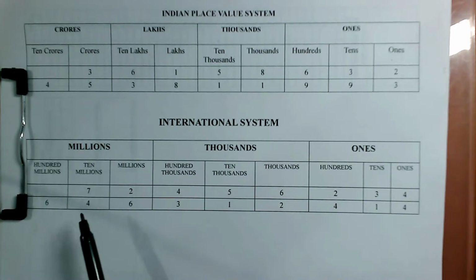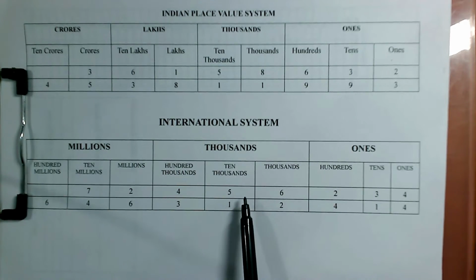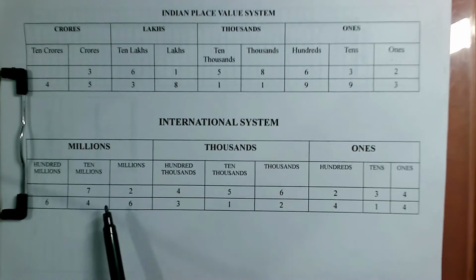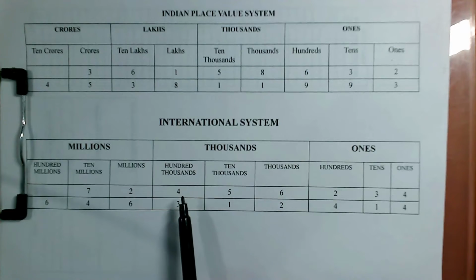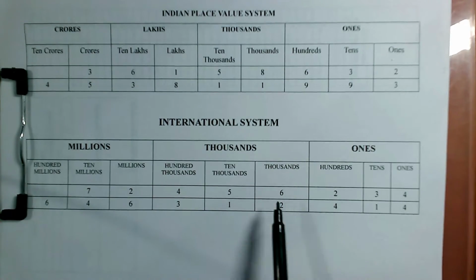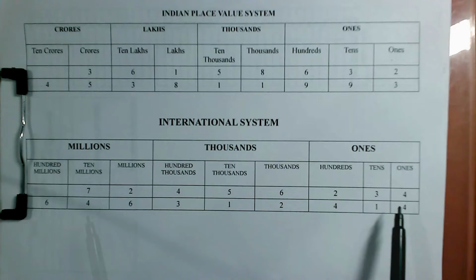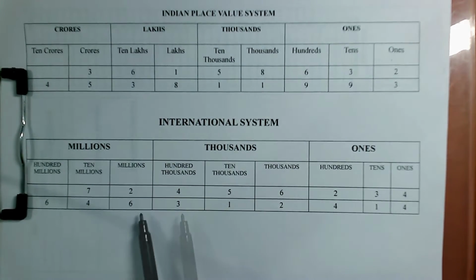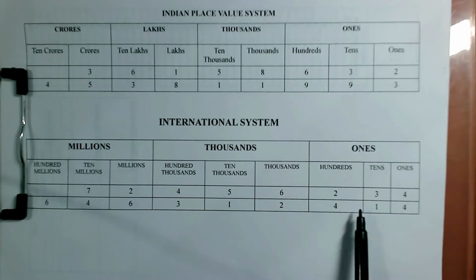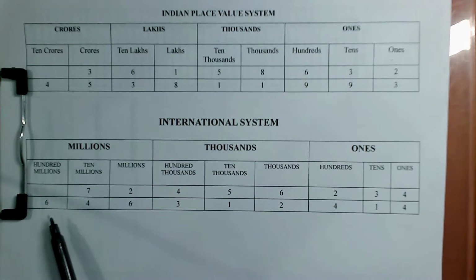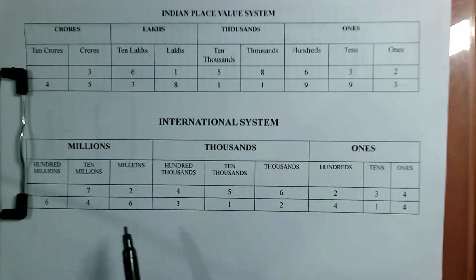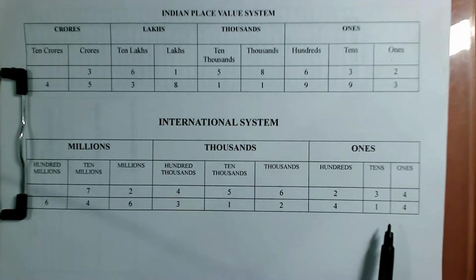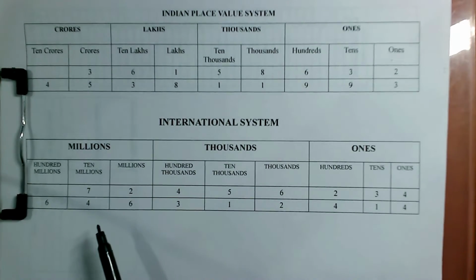Let's read the number 7, 2, 4, 5, 6, 2, 3, 4. This number is read as 72,456,234. This is the first number, and the second one is 6, 4, 6, 3, 1, 2, 4, 1, 4. This number is read as 646,312,414. This is the international system.